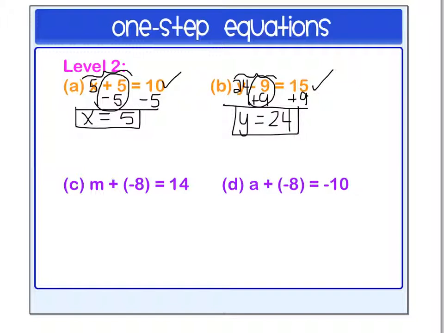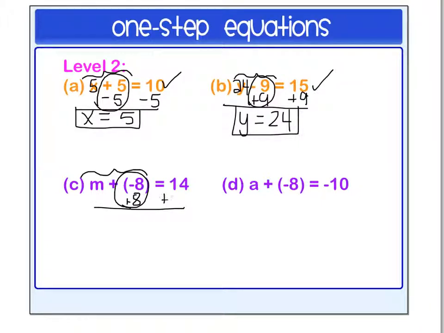On problems C and D, you'll notice that we have adding a negative number. We want to make sure that when we're getting rid of this, we are creating opposites. Since they're connected by addition, we want to create opposites, and the opposite of negative 8, or a minus 8, would be a plus 8. Remember, when we circle that O around them, we want them to be opposites. So a minus 8 and a plus 8 gives me 0.